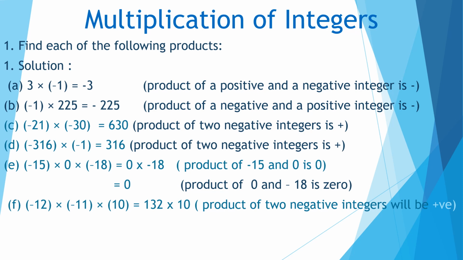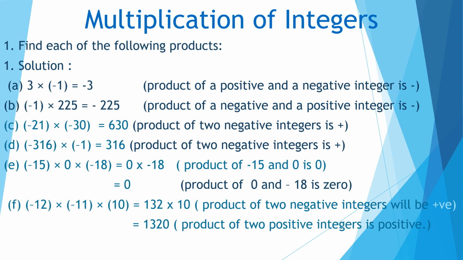Minus 12 into minus 11 are two negative integers. The product will be a positive one. So we write 132 and the third integer is 10. Now we have two positive integers. Product of two positive integers is positive. So the product is 1320.